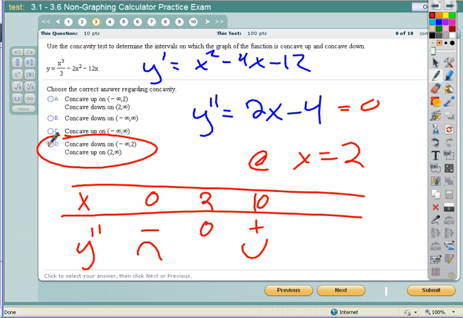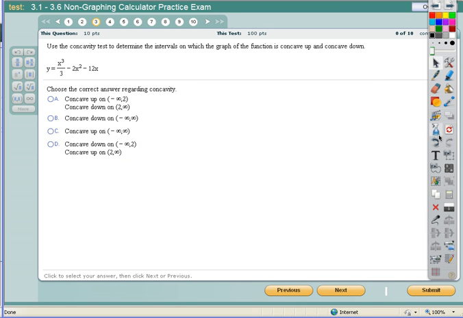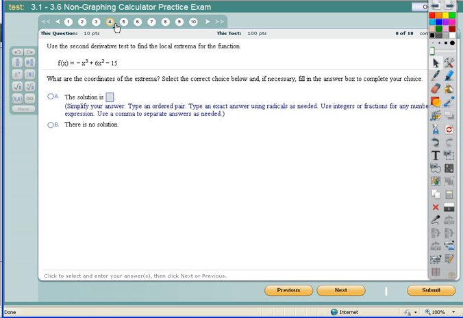Use the second derivative test to find the local extrema. Yay or nay? Yay. Okay, all right. This is a yay. So, what's F prime?